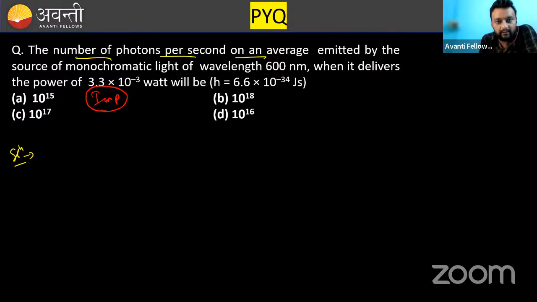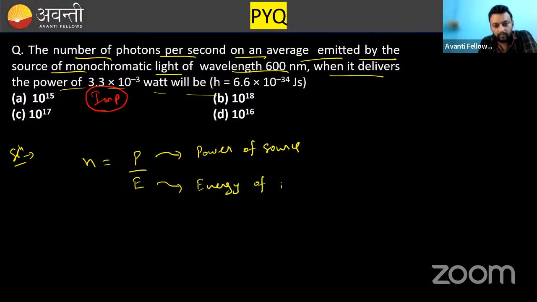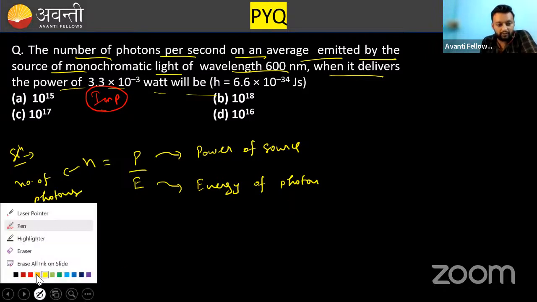The number of photons per second on an average emitted by the source of monochromatic light. Wavelength is given when it delivers the power of something like this. One thing that you should remember, the number of photons emitted by a source, N is equal to P by E. P is the power of the source and E is the energy of one photon. Remember this formula. N is equal to P by E. N is the number of photons. Now just place the values and you will get the answer.